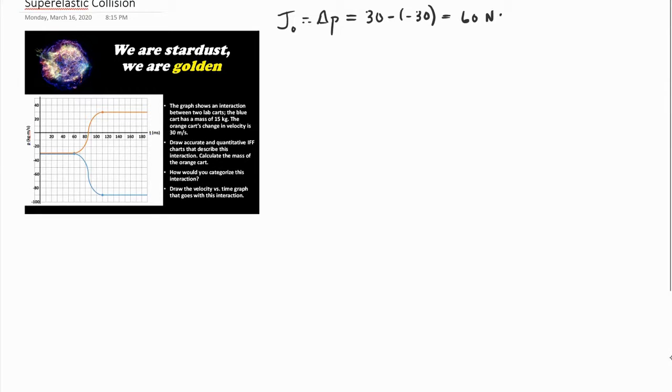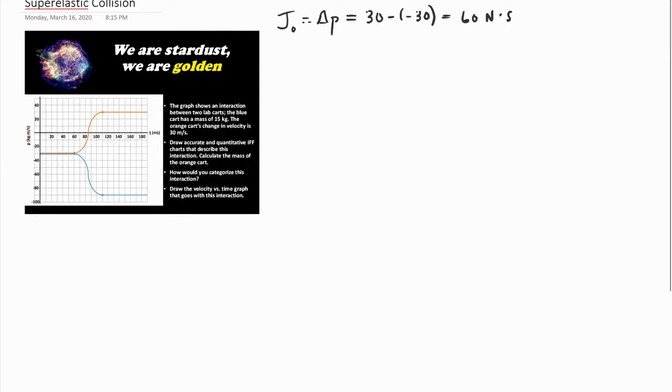Well, let's see here. First, let's find the change in momentum for the orange cart. So J orange is delta P. So that's final minus initial, and that's going to be 30 minus negative 30, or 60 newton seconds, or 60 kilograms meters per second.